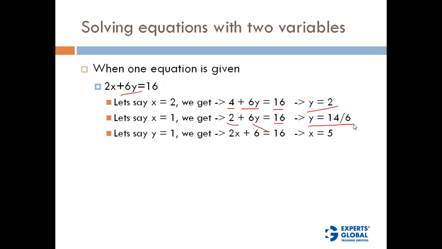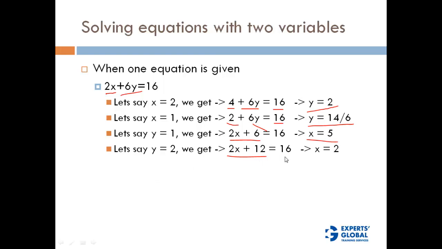If we put y is equal to 1, we get 2x. We don't have any value for 2x, so we get 2x as it is. 2x plus 6, the 6y becomes 6, is equal to 16. So you get x is equal to 5. If you put y is equal to 2, we get 2x plus 12 is equal to 16. That means x is equal to 2.